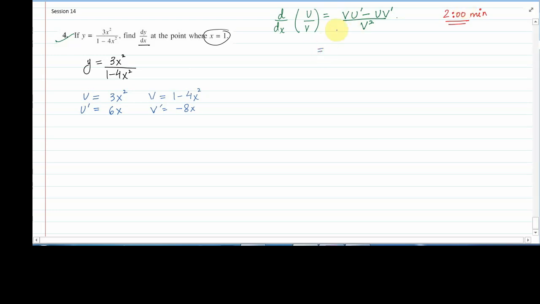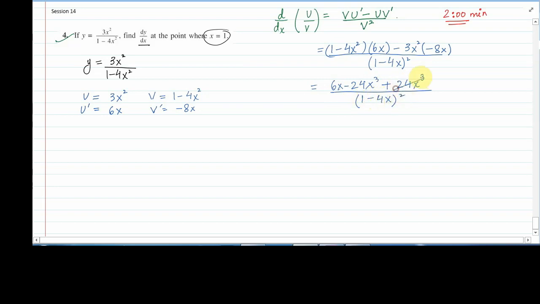Alright, so firstly the value of v we have is 1 minus 4x squared. Derivative of u is 6x, minus u is 3x squared, and derivative of v is minus 8x, divided by v, which is 1 minus 4x power 2. You can multiply the brackets here, so 6x times 1 is 6x, minus 6 4s are 24x cube, minus minus plus 3 8s are 24x cube, divided by 1 minus 4x power 2, right? 24x cube and 24x cube cancel. The leftover part is 6x divided by 1 minus 4x power 2.